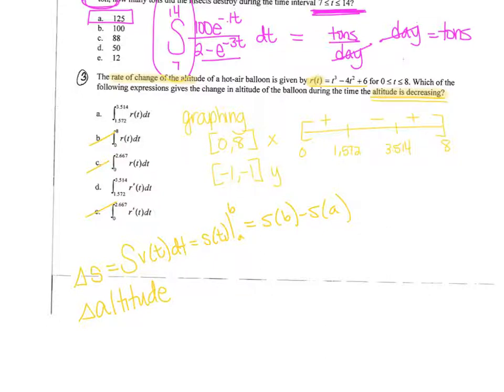So the change in altitude is going to be the integral of the derivative of altitude. Well, the rate of change was given by r. This was a derivative. So we just want r of t, not r prime. So we want letter A.